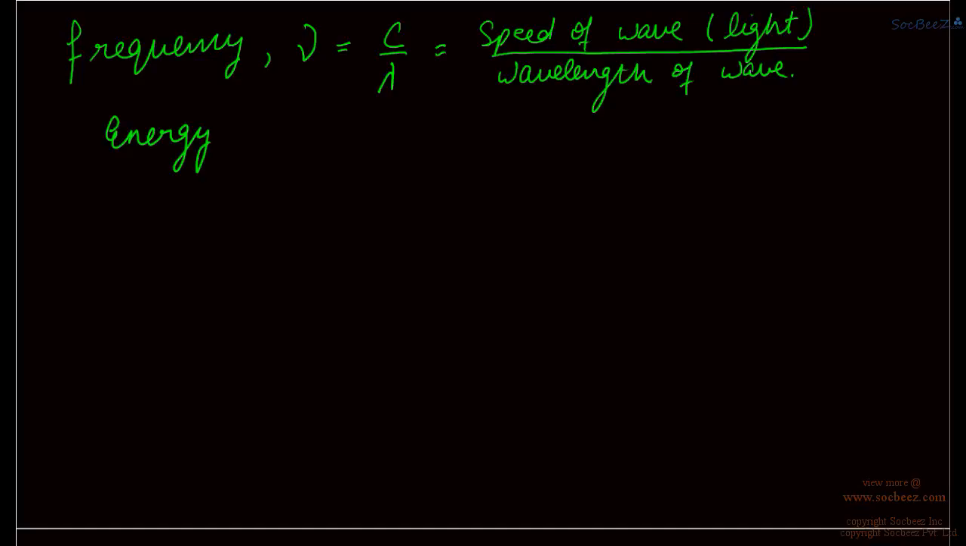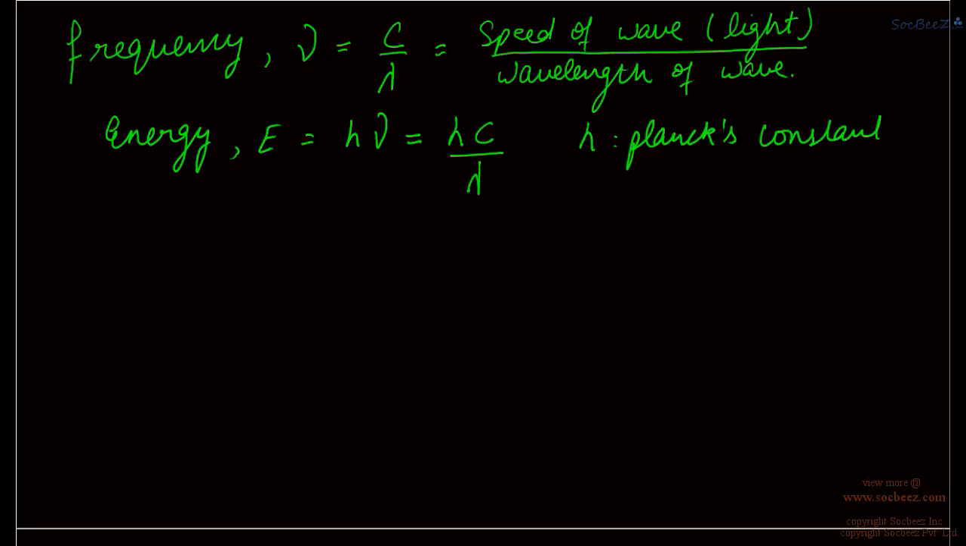Okay, and its energy. If any wave is in this particular state, its energy E is given by h nu. That is h into frequency, or this becomes equal to hc upon lambda, where h is Planck's constant. Its magnitude equals 6.626 into 10 raised to the power minus 34 joule second.